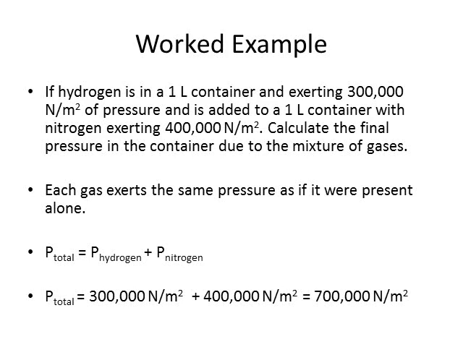So remember, Dalton's law states that each gas exerts the same pressure as if it were present alone. So P total will be equal to the pressure of hydrogen plus the pressure of nitrogen. In this case, the total pressure, P total, is equal to 300,000 Newton per metre squared plus 400,000 Newton per metre squared, which gives us an answer of 700,000 newtons per metre squared as the total pressure in the container as a result of the mixture of gases.